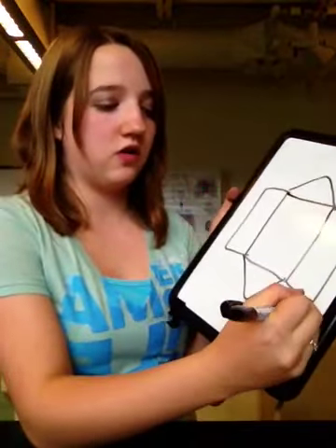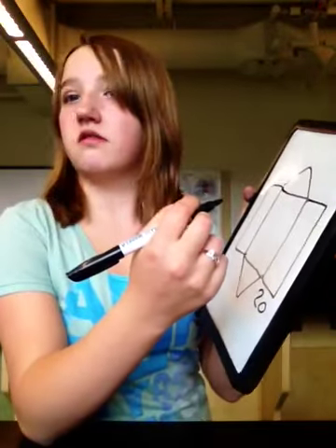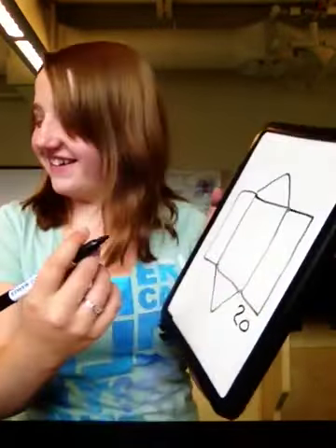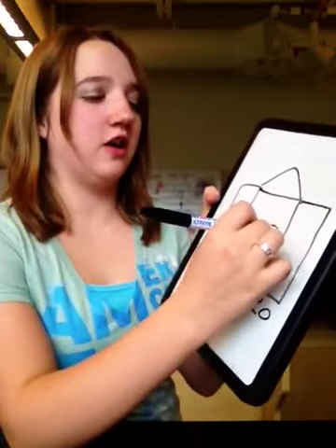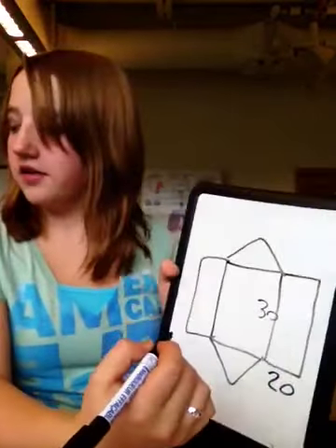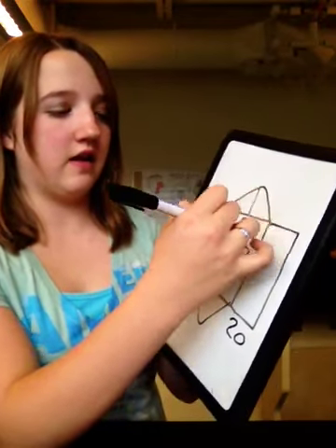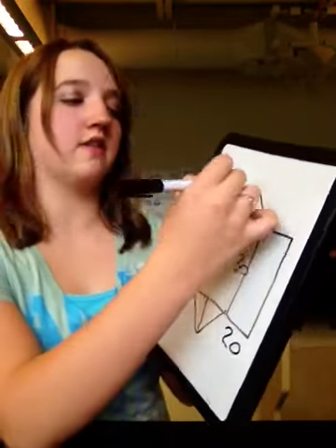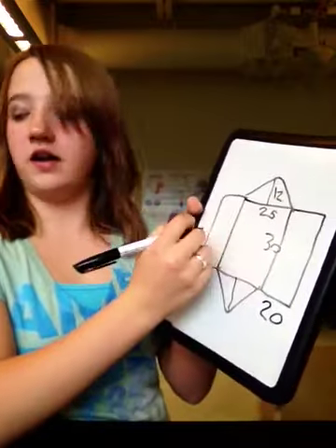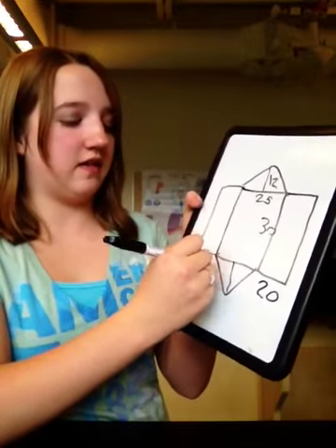Okay? So then, the measurements, they are... Don't erase it! Don't erase it! 20 by 30. Okay. Then 25 is the base. And then the height is 12. Alright? And then this is 15. And then this side is 15.